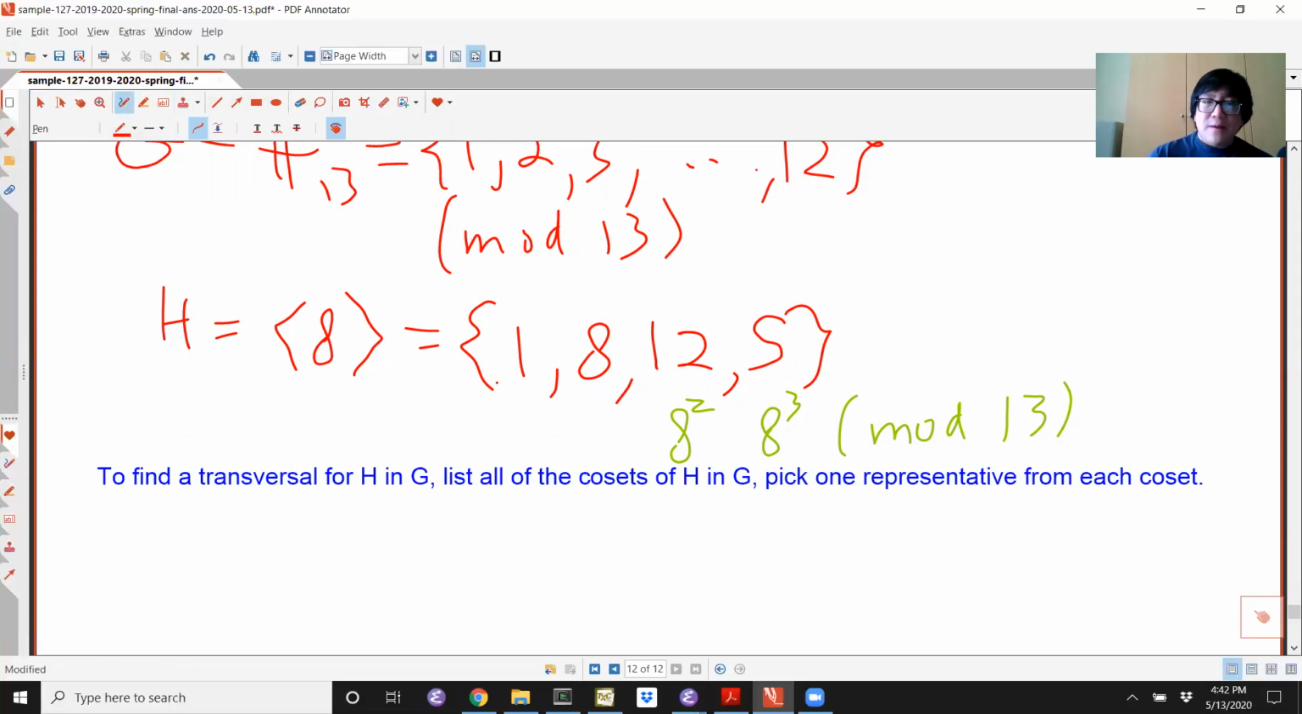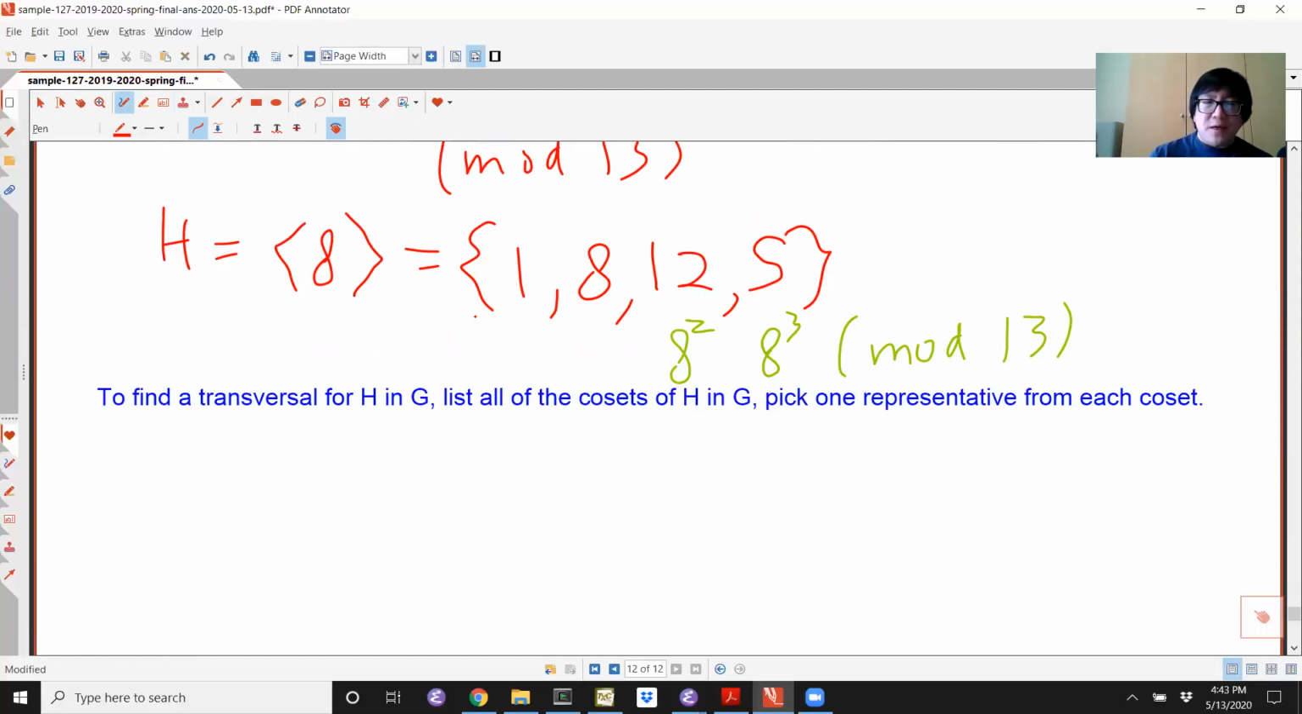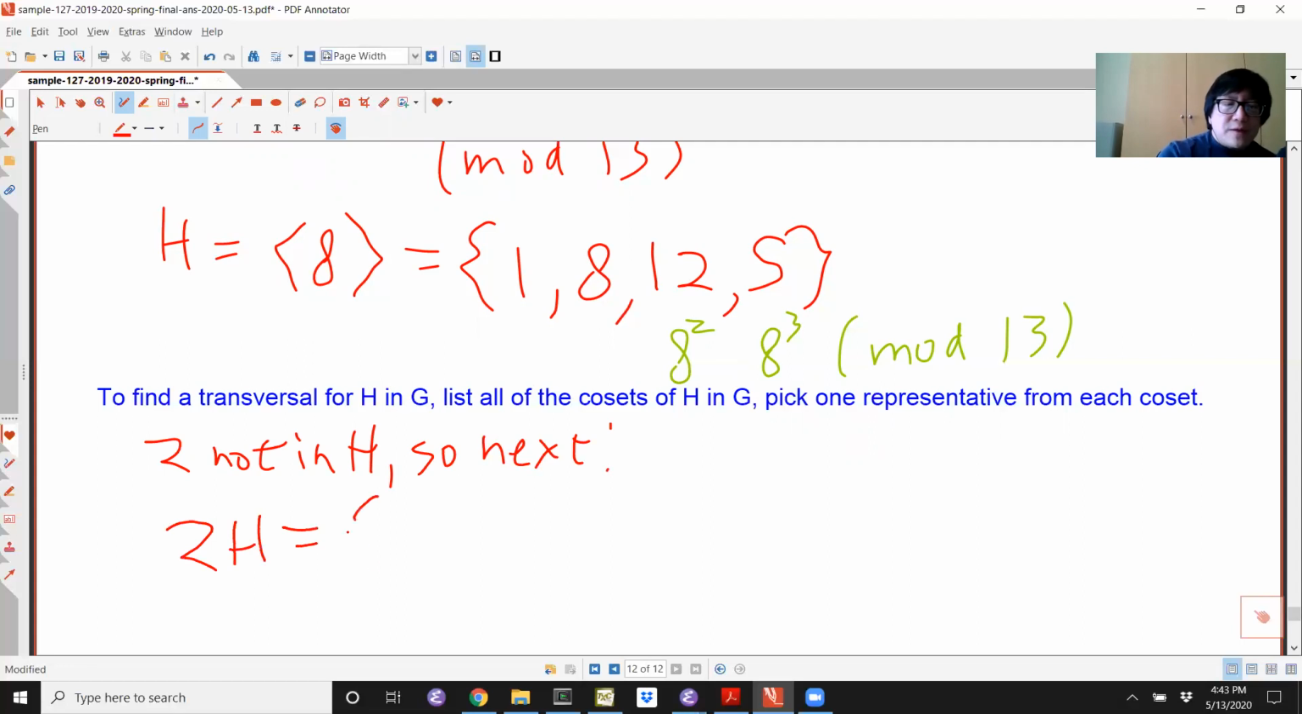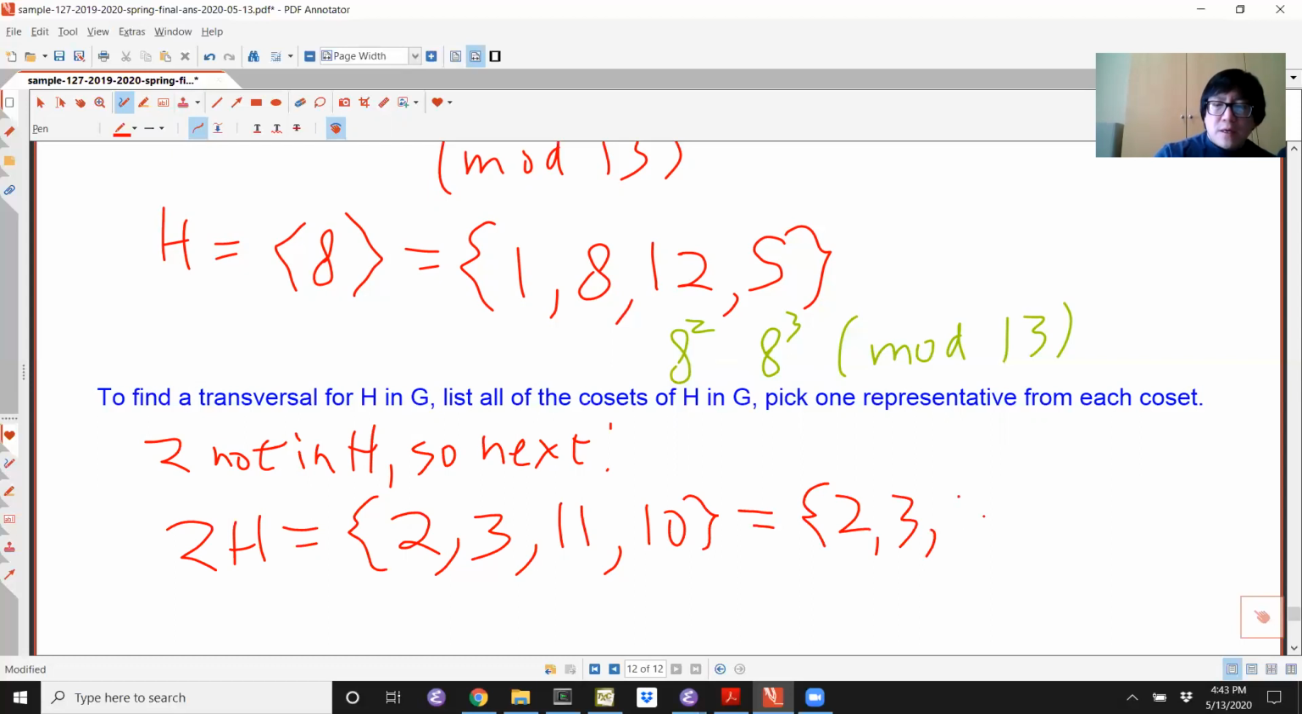We want to start by finding something that's not in H. 1 is in H, so that's done. 2 is not in H. So what we do next is find the coset 2H: I multiply everything in H by 2. 1 times 2 is 2. 8 times 2 is 16, which is 3 mod 13. 12 times 2 is 24, which is 11 mod 13. And 2 times 5 is 10. So this is 2, 3, 10, 11.